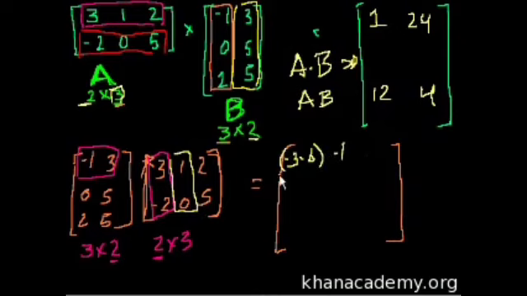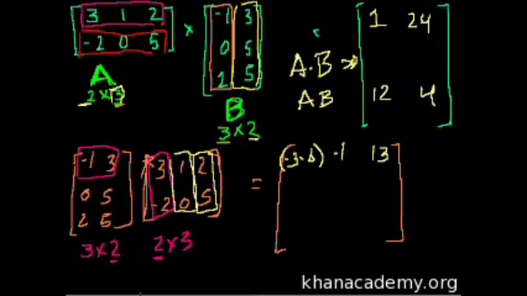Then we have the middle one, and now we have row 1, column 3. So it's that row times this column. You can tell this is often better done by a computer. Minus 1 times 2 is minus 2, plus 15, 3 times 5, so minus 2 plus 15 is 13.